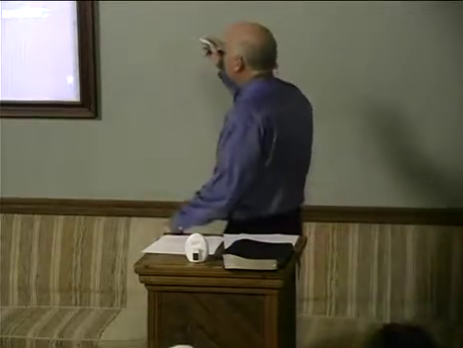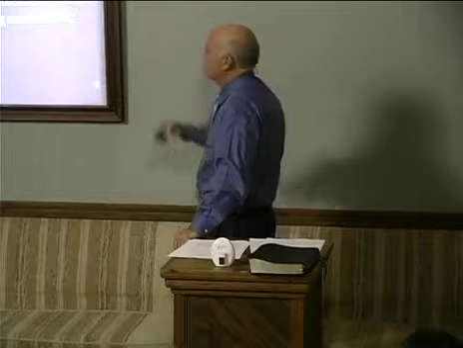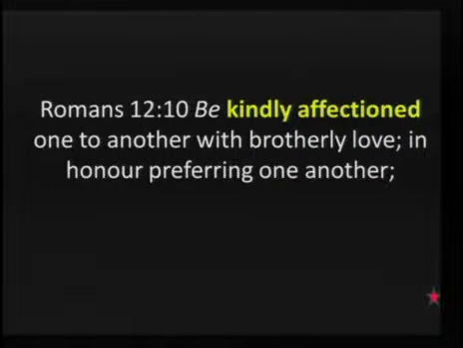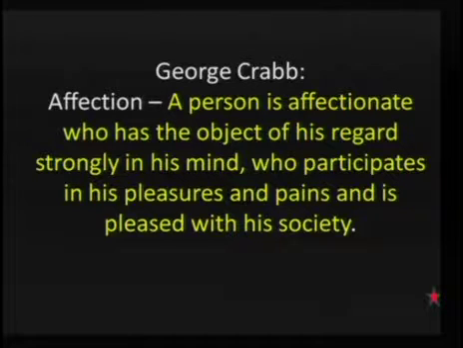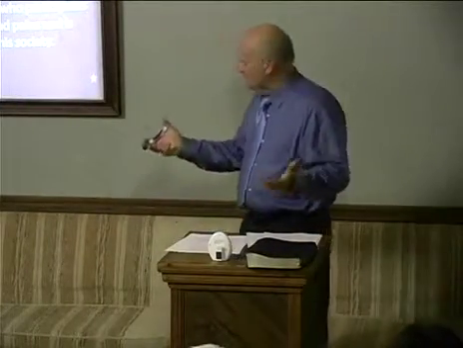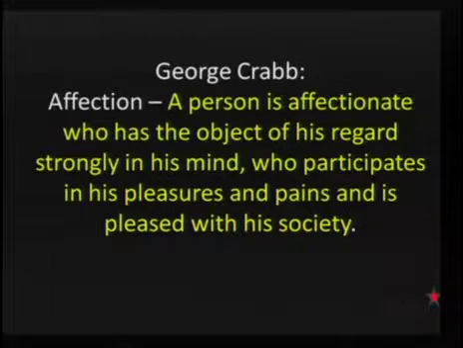Here we go, verse 10. Be kindly affectioned one to another with brotherly love and honor, preferring one another. Let me show what George Crabbe said about affection. A person is affectionate who has the object of his regard strongly in his mind. By the way, when there is someone who is the object of your affection, you do have them strongly in your mind, right? That's the way we're supposed to have with each other. Who participates in his pleasures and pains.